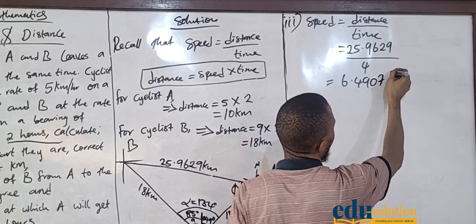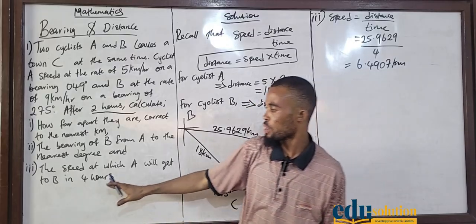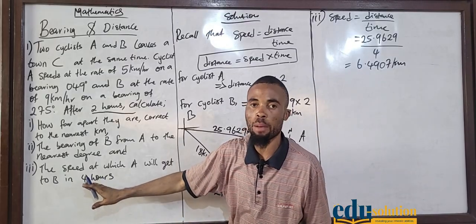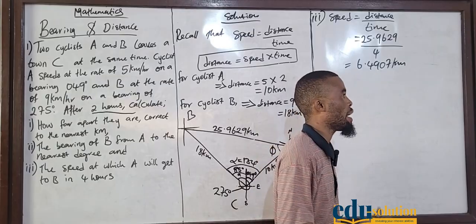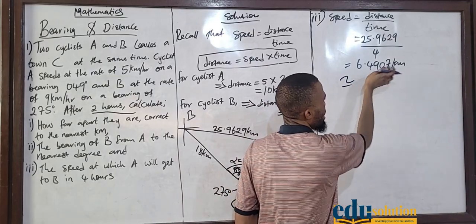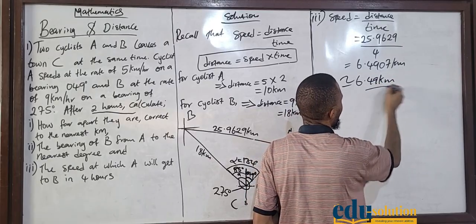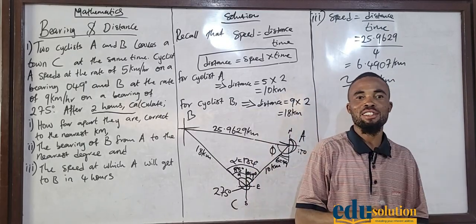6.4907 kilometers. So you can leave it, since there is no instruction. They didn't give us any particular instruction that we should approximate to any nearest kilometer or whatsoever. So you can leave it like this. You can still say 6.49 kilometers. So that is that. It's as simple as that.